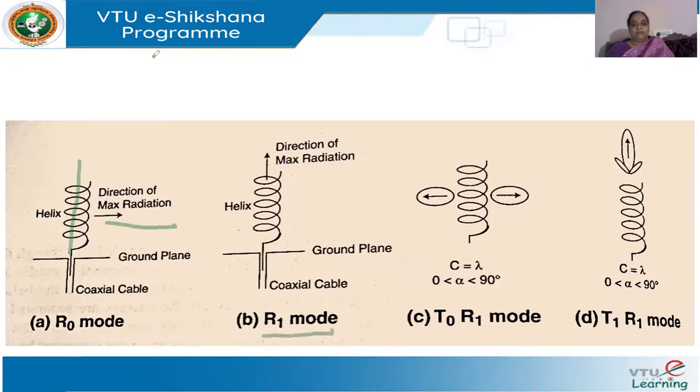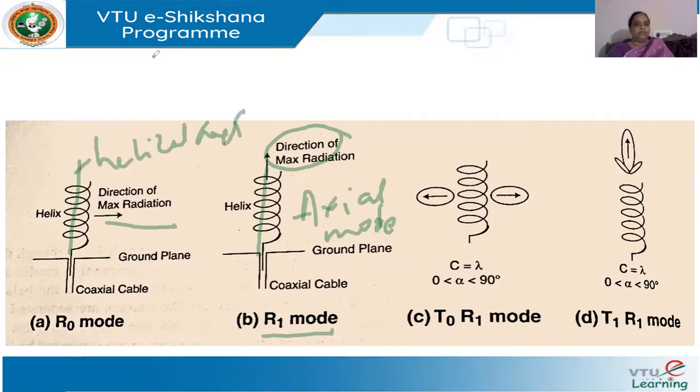Then in R1 mode, you can have the direction of this in axial mode. In axial mode, this is parallel to the helical axis. So this is your helical axis. So here it is perpendicular and here it is parallel. So this is a combination of T0 and R1. In T0, it will take a lot of time to change, and this is axial T0 and also the R1 mode combination, and then T1 R1 mode.